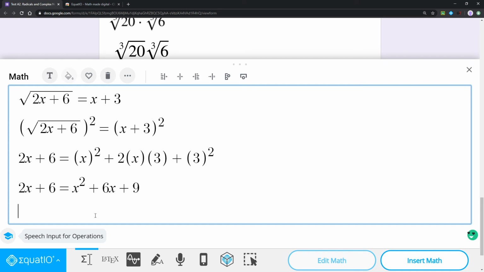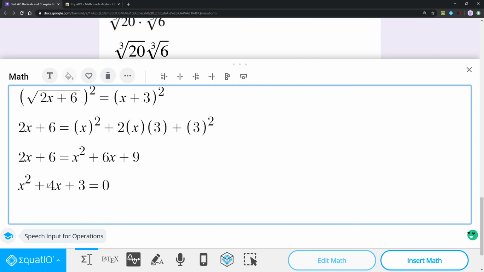I'm just going to jump right in. So I'm going to have x squared. 6x minus 2x is 4x. And 9 minus the 6 becomes 3. Technically, this is 0 equals that. I'm going to flip it around as well at the same time, and I get the following.